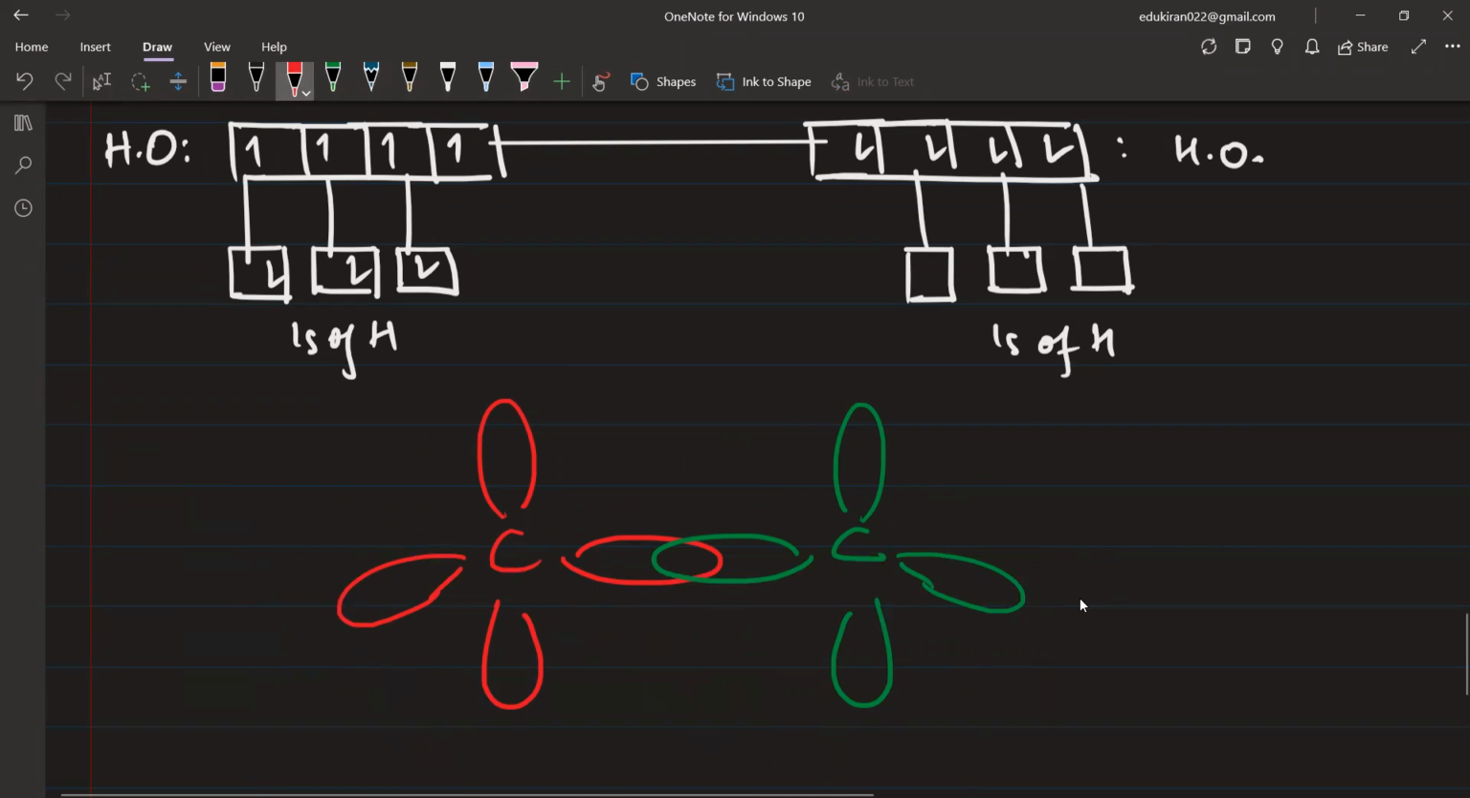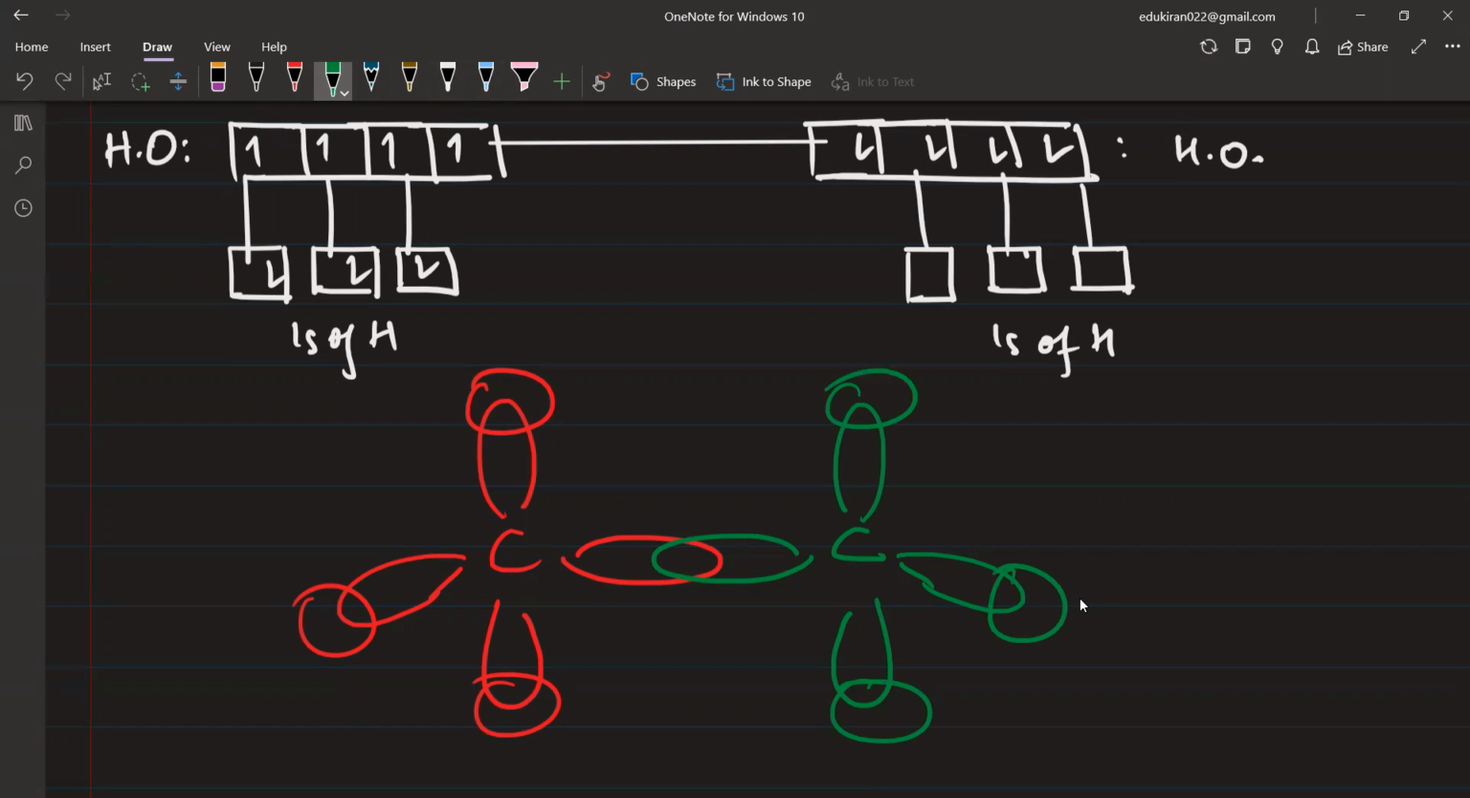Okay, so this carbon will have three hydrogens. So one hydrogen will be here, the other hydrogen will be here, the other hydrogen will be here. Now this will have its own hydrogen atoms like this. And here you will be having the overlapping of orbitals. Okay, and all of these overlapping of orbitals, it contains how many electrons? 2 electrons. Okay, so this is the formation of ethane molecule.